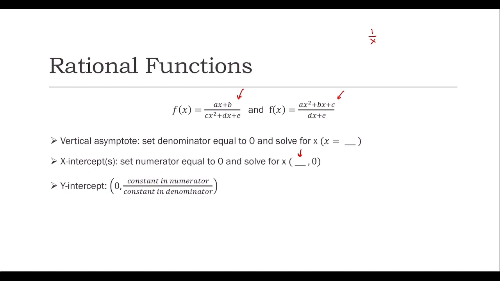For your y-intercept, it'll be 0, comma, your constant in your numerator divided by your constant in your denominator. Because if you plug in 0 for x, what you'll be left with in this first one is b over e, and the second one would be c over e.